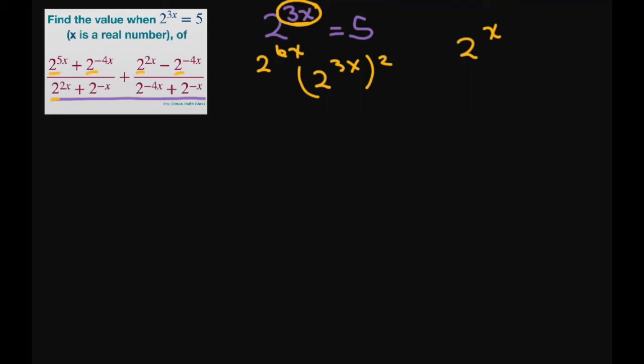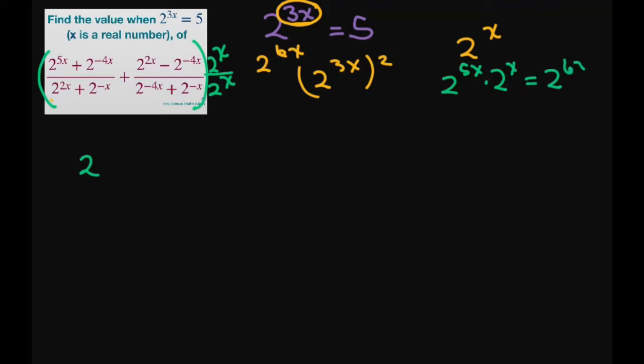So basically, by multiplying every term by 2 to the power of x, it will give us this. Instead of writing this whole thing out, let's do it this way. We're going to multiply the numerator by 2 to the power of x and the denominator by 2 to the power of x. And what will happen when you do that, I'm just going to do one of these, 5x times 2 to the power of x gives you 2 to the power of 6x, because you use your product rule. So that's all I'm doing here.